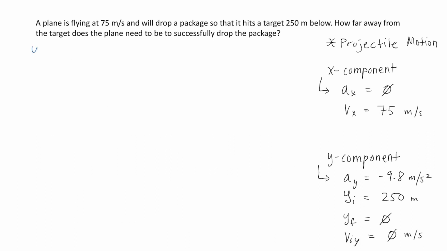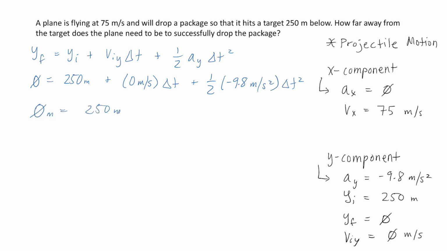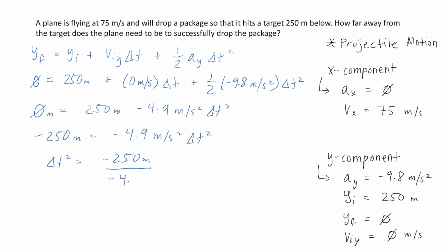To solve for delta t, we need to use the y_f is equal to y_i plus v_iy delta t plus 1/2 a_y delta t squared kinematic equation. We will plug in our values and rearrange for delta t. And what we find is delta t is equal to about 7.1 seconds.